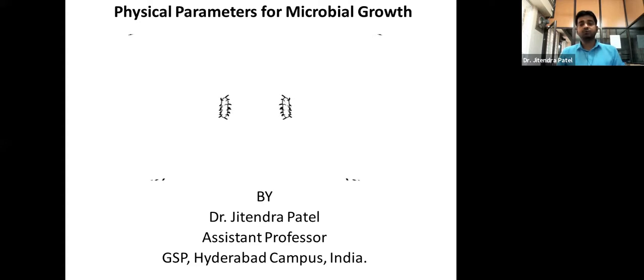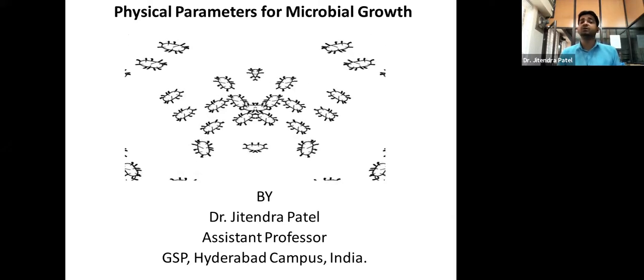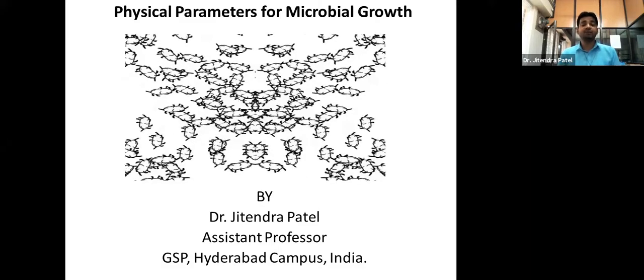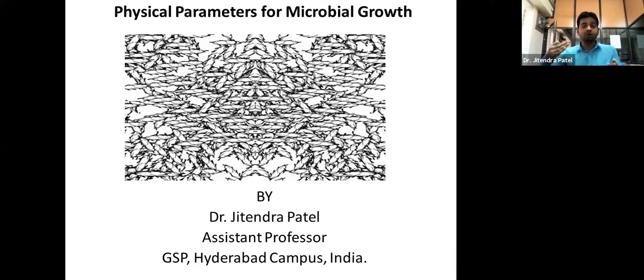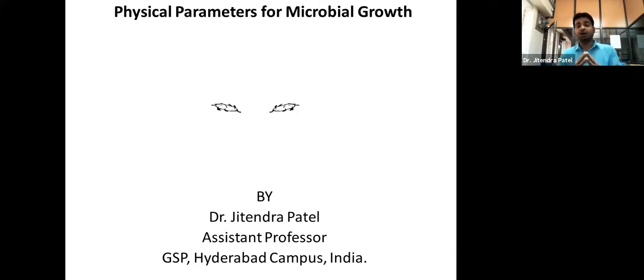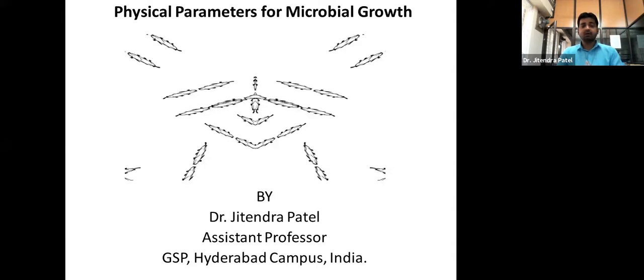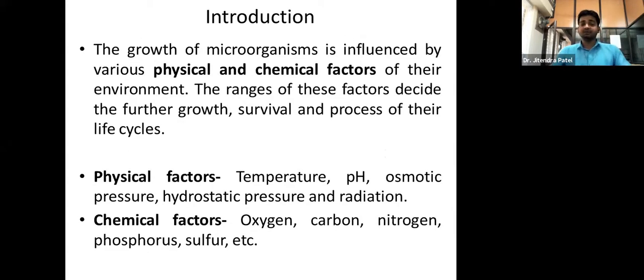for microbial growth, they are also important for almost all the living organisms existing on the earth. Let me tell you, physical parameters have a very, very important role in the development or growth of the particular living organism. So today we are going to discuss this with respect to microorganisms, right? When we discuss physical parameters, these are nothing but the growth of microorganisms.